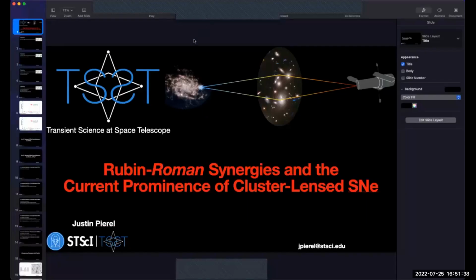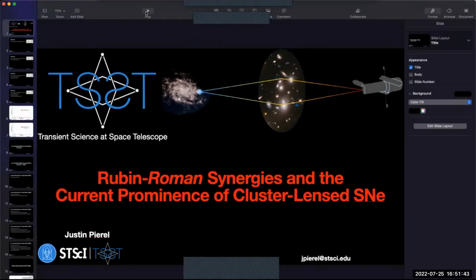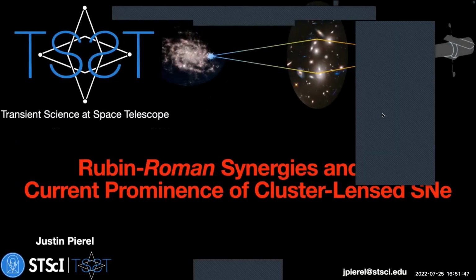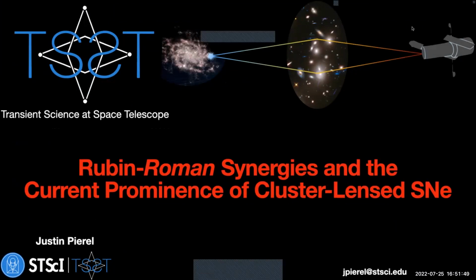Justin Pierel is our last speaker. He is at Space Telescope Science Institute, has experience with finding actually lens supernovae, or at least one, I'm not sure. And Rubin Roman Synergies. So this is the first talk about synergies, and we will hear tomorrow and this week much more of these types of aspects. So all set, and Justin, please take it away.